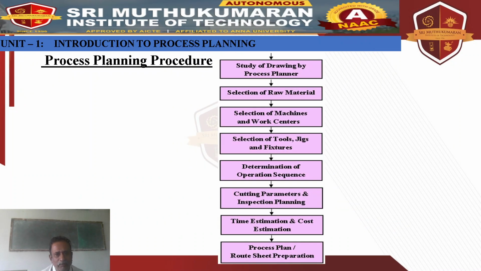So coming to the process planning procedure, first the process planner has to study the drawing completely and in detail, and then he has to select the raw material, and he has to select the machines and work centers required for producing this component, and also he has to select the tools, jigs and fixtures, and decide the sequence of operations. And also he should select the appropriate cutting parameters, cutting speed, feed and depth of cut, and inspection stages, types of inspection, instruments for inspection, and he has to estimate the time of production and cost of production. Finally, inputting all these data, he has to prepare a process plan that is called route sheet or process sheet.